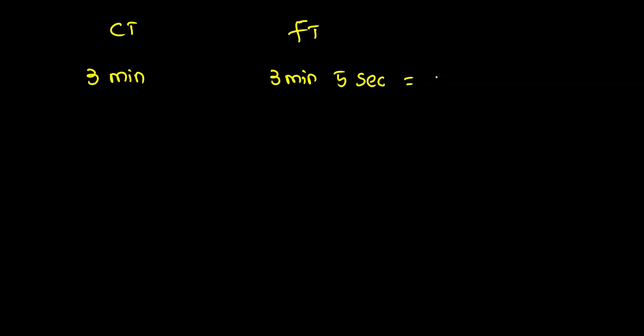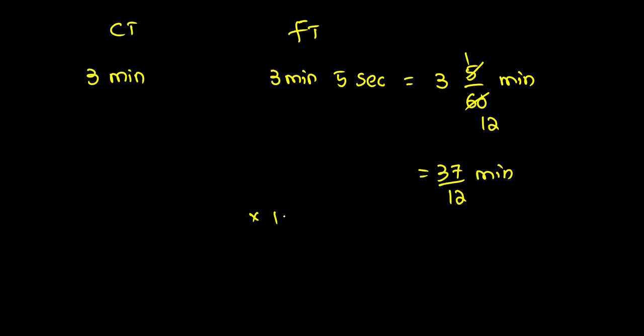First, to make it clear, I'm converting this into minutes only. So I'm dividing by 60. Either all in minutes or all in hours, all in seconds, like that. Divide by 12, which is 37 divided by 12 minutes. When the correct time is 3 minutes, this is 37 by 12. You do into 12 on both sides. If this is 36 minutes, this will be 37 minutes. When the correct time is 36, this is 37. I multiplied by 12 on both to understand the effect properly.